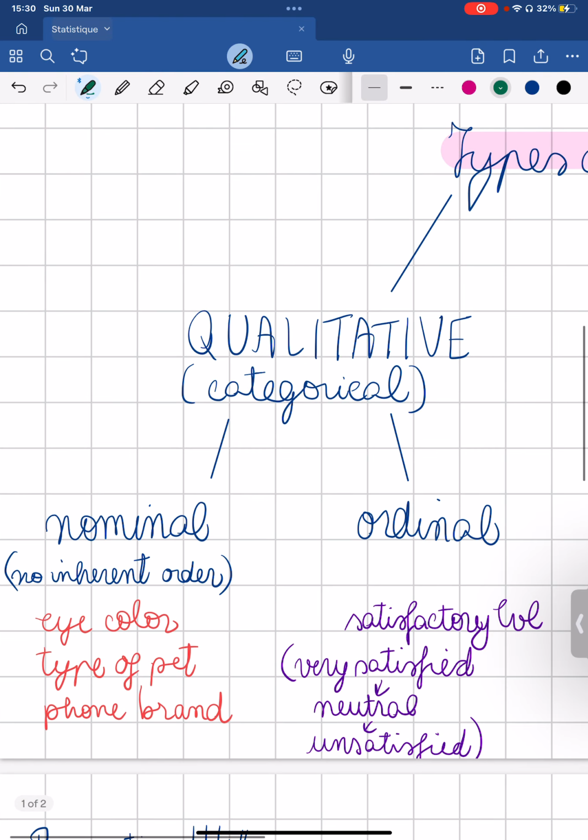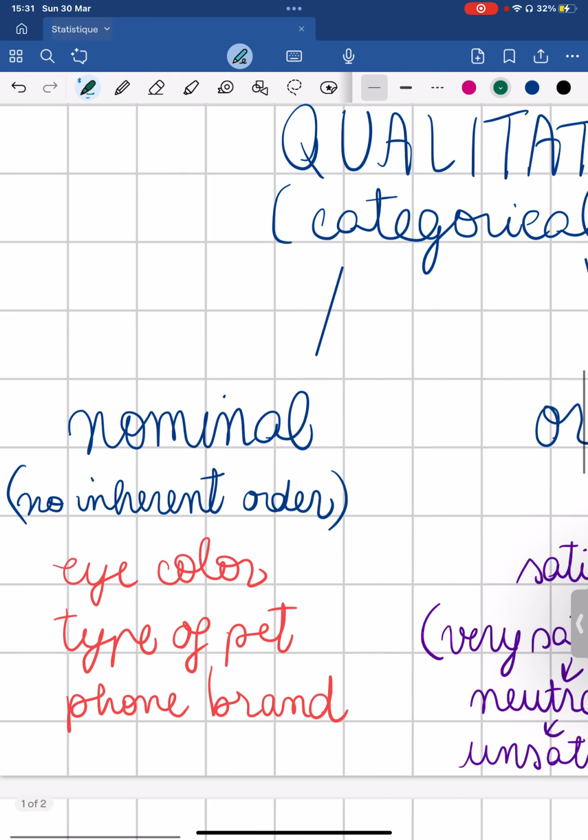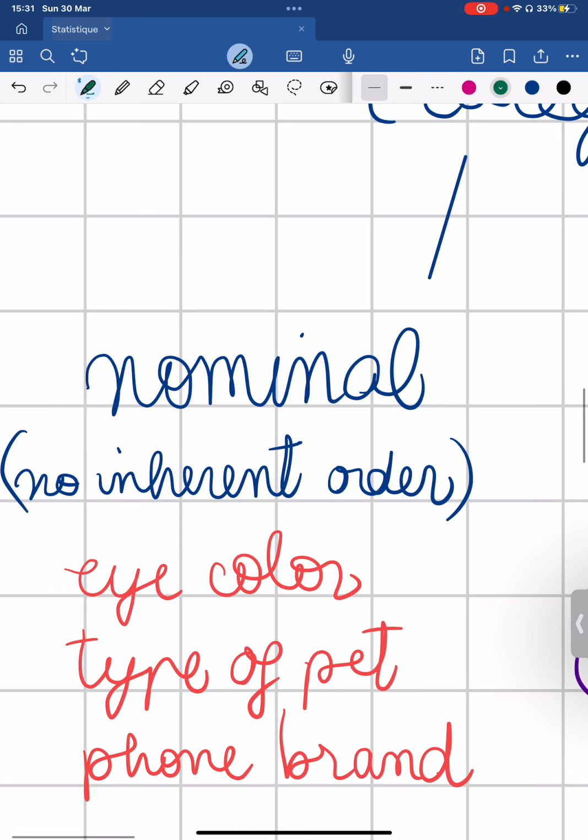Things like hair color, or eye color, brown, blue, hazel, a type of pet, be it a cat, dog, turtle, fish, or phone brand, iPhone, Samsung, etc., etc. So these are nominal values, and they have no inherent order, so they don't have a specific order about them.